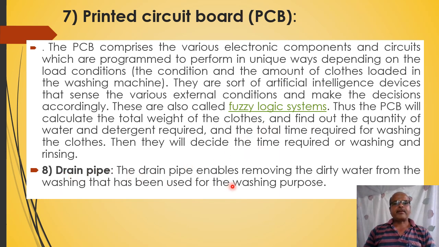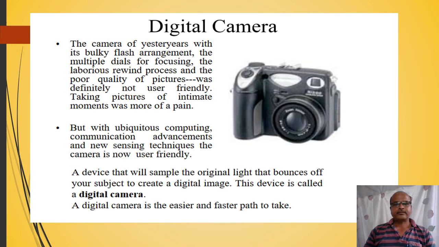Then the drain pipe. The drain pipe enables removing the dirty water that has been used for the washing purpose. So in detail, we have studied the washing machine.